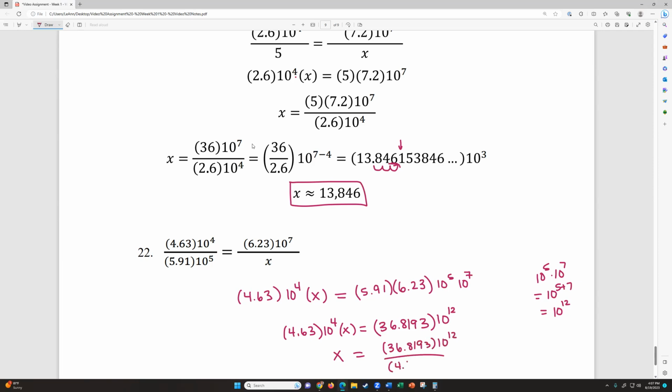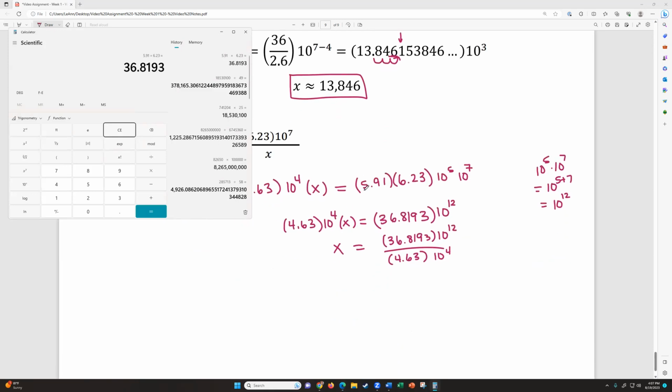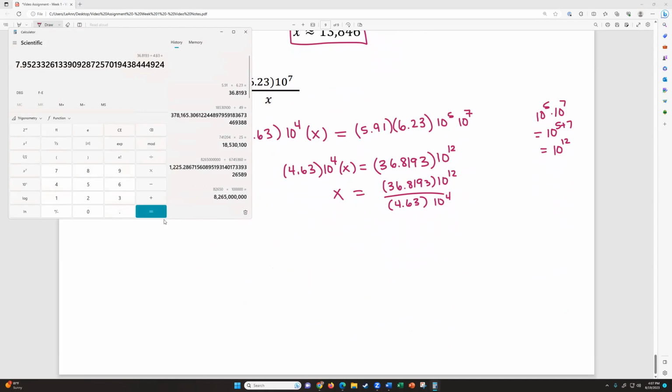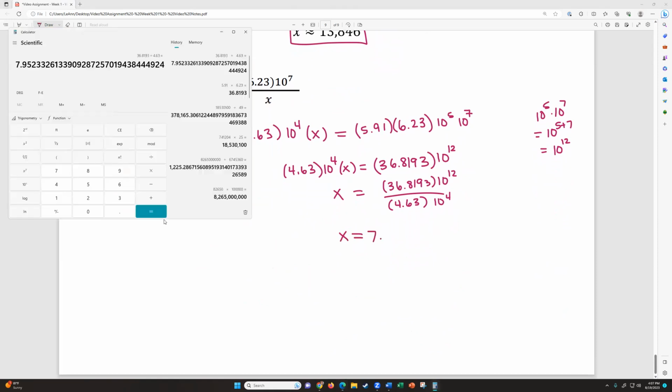Over 4.63 times 10 to the 4th. Okay, so I'm going to scroll down a little bit so I have room. 36.8193 divided by the 4.63 is, notice that goes on quite a bit, so I'm going to write it out. X equals 7 point, because again, I don't know how many decimal places I'm going to be moving.